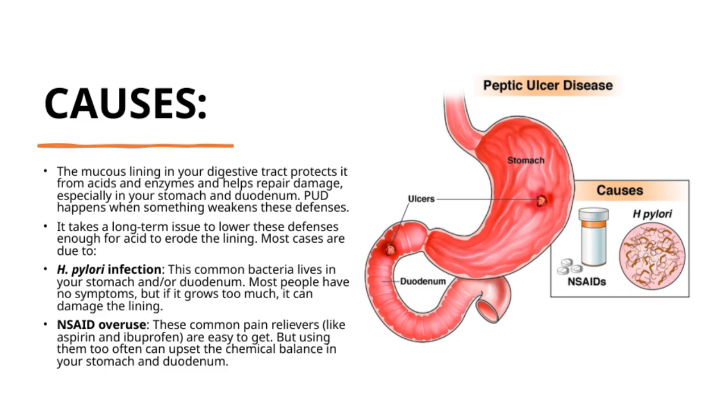The second major cause is overusing NSAIDs, or nonsteroidal anti-inflammatory drugs. These include common pain relievers like aspirin and ibuprofen, which many of us take regularly. While they are effective, taking them too often can upset the chemical balance in your stomach and duodenum, making it easier for damage to occur. So, in summary, PUD develops when these defenses are weakened over time due to factors like infections or medication use, and understanding these causes helps us better prevent and treat the condition.